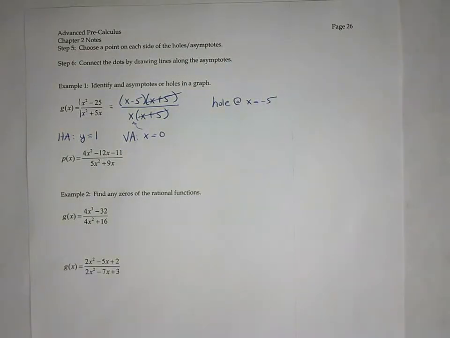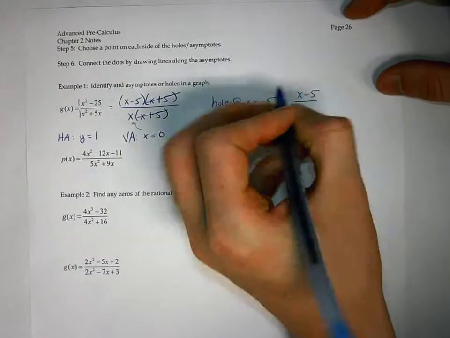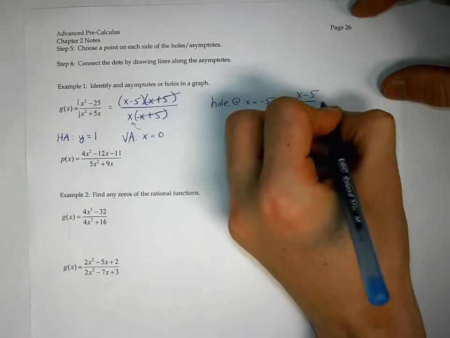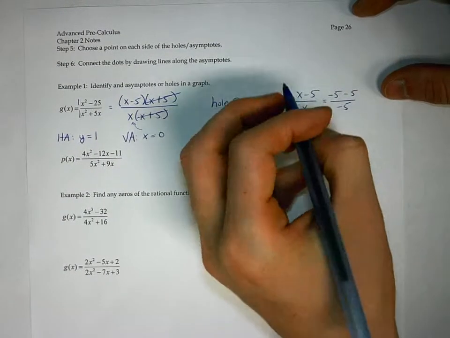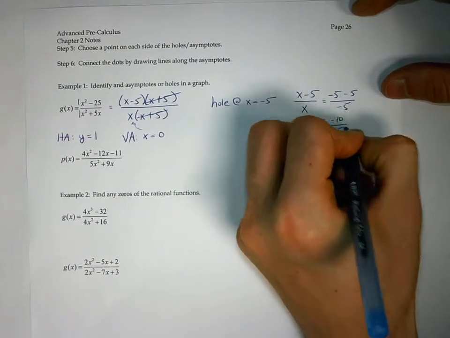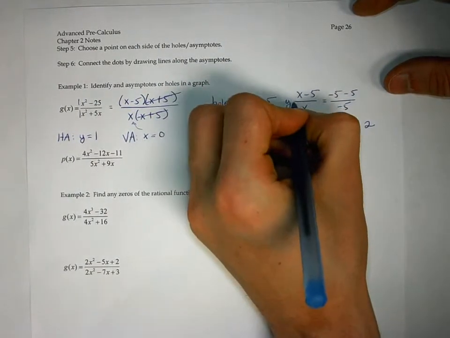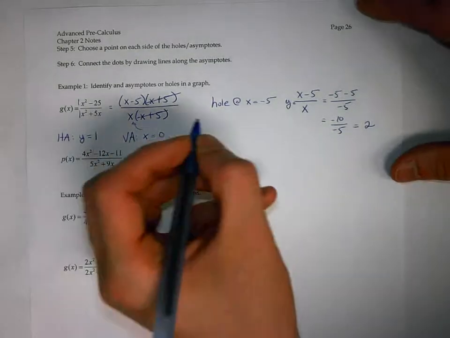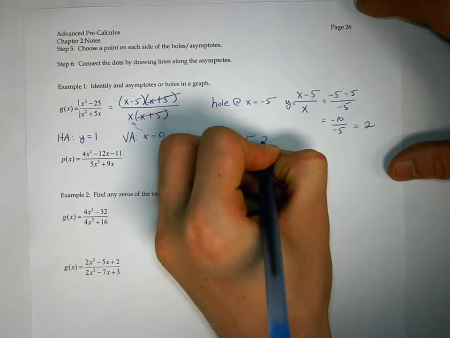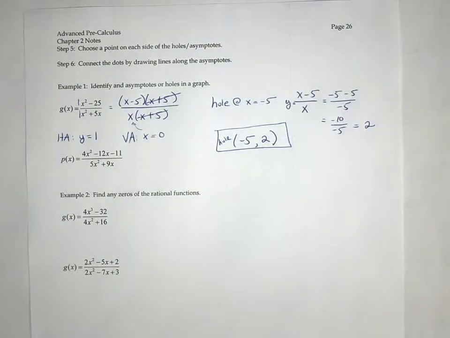Now I want to find the coordinate of the hole. And the way I do that is I take my remaining function, which is x minus 5 over x, and I'm going to plug in a negative 5 wherever I see that x, which is going to give me a 2. And this 2 is the y value, because this is y equals x minus 5 over x. So the y value is 2, the x value is negative 5, so negative 5 comma 2 is going to be my hole, the actual coordinate of the hole.